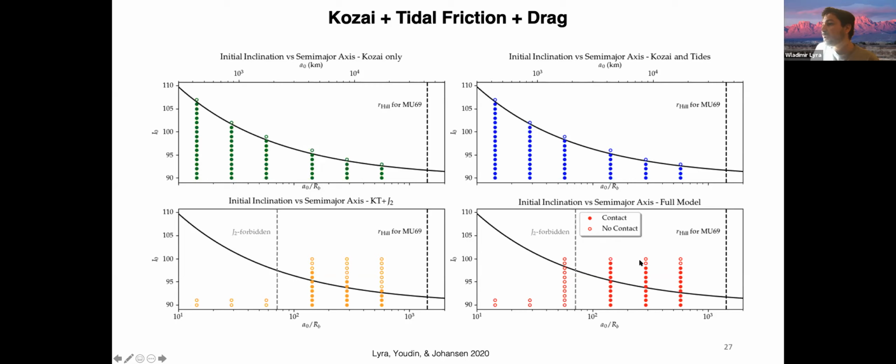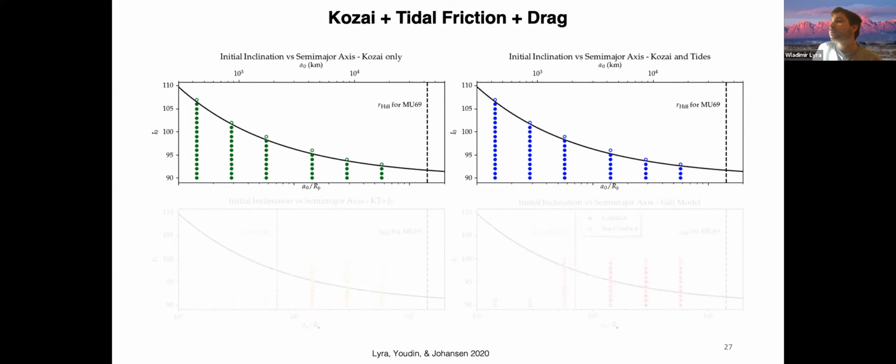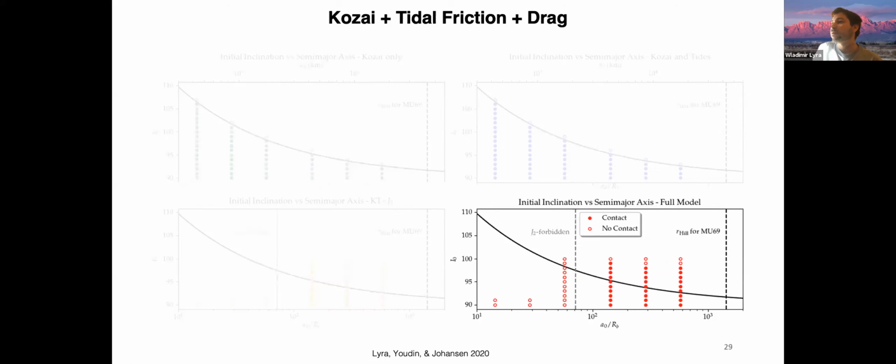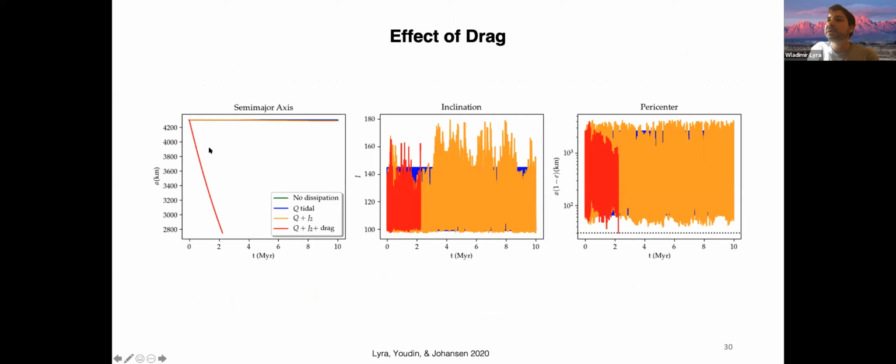The situation changes a lot more when we include drag, which is the red dots here. If you include the drag, you see that you increase the window of contact quite a lot. I was trying to see if you could avoid having a J2 forbidden zone, but no, the J2 forbidden zone is still there. And what is going on here is what I showed you in the first plot.